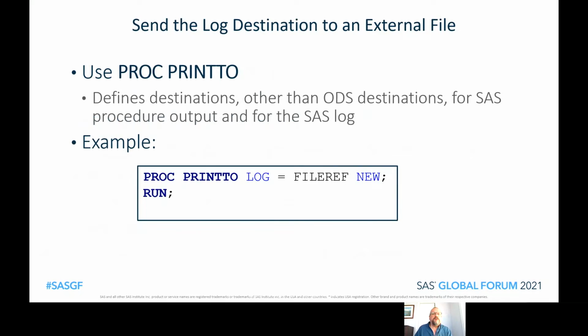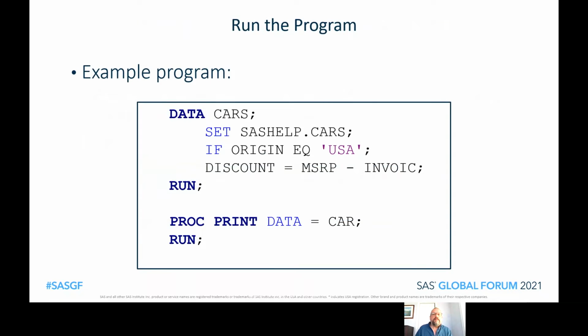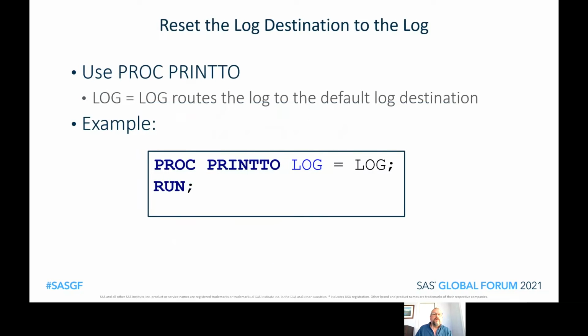Alrighty, the next step is to use PROC PRINTTO and says, hey, take the log and send it to the file reference, which was defined previously. The NEW option says, hey, if it doesn't exist, create it. If it does, overwrite it. So here's that example program again. So you run the program. Then you use the PROC PRINTTO to redirect the log to the file, and after you do that, you use PROC PRINTTO to redirect the default log destination back to the log.